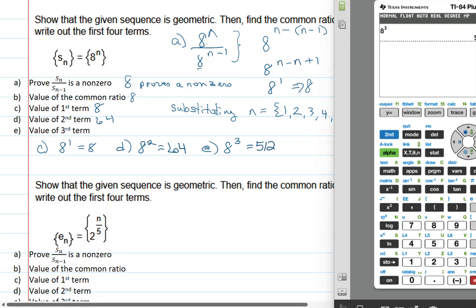And then we would have our D, which I did not type, which is the 4th term because they wanted 4. And this is big, showing that it's a geometric 4096.